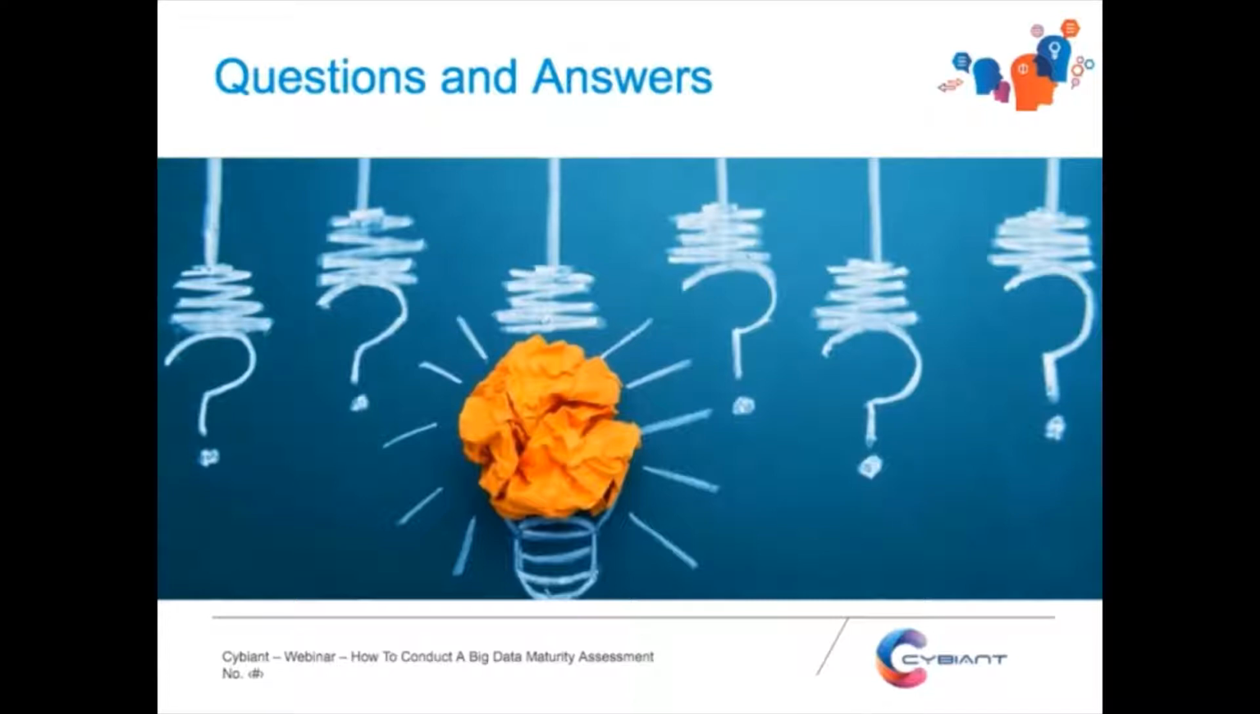And I think that's also why a big data assessment is very useful from a business point of view. It shows progress. It really shows what are the things that you need to do in order to move towards the next level. So yes, it's best to do this assessment multiple times.